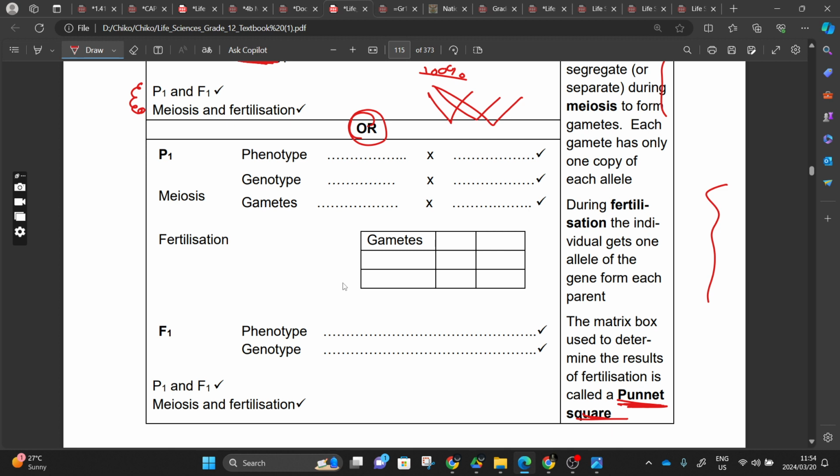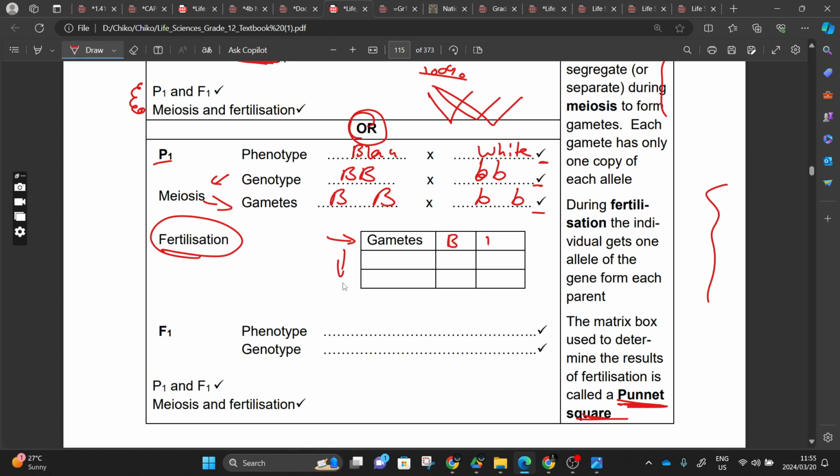Then you will also come here and say P1, the phenotype: you will write black, and then you will write white. You have to place this because there are marks for this. You don't just come and write your Punnett square here. And then the genotype, you will give us the genotype, and then the gametes. The genotype will undergo meiosis, and the gametes will be capital B, and here small letter b, and then fertilization will happen, and then we'll have the gametes here, the father and the mother.